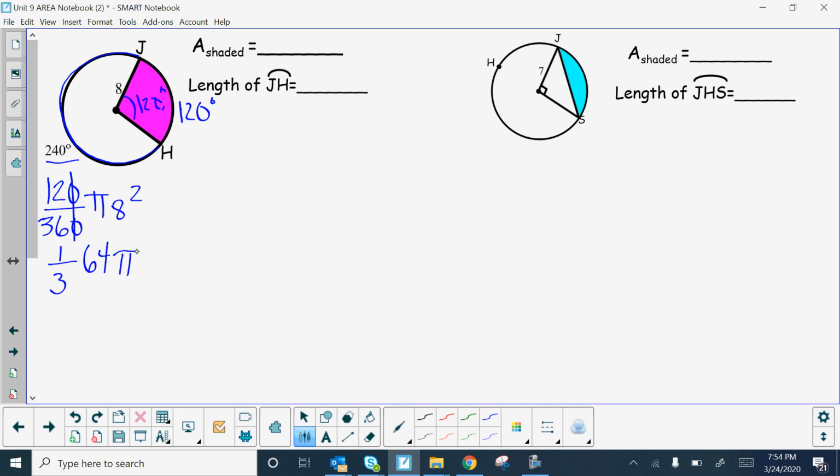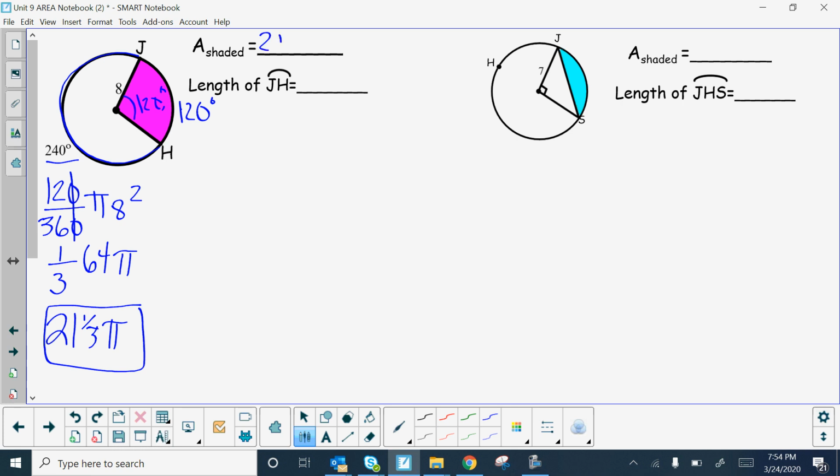So what is 1/3 of 64? 3 goes into 64 21 and 1/3 pi. So 21 and 1/3 pi. This is right here, leaving our answer in terms of pi. 21 and 1/3. You could also use the decimal if you want.